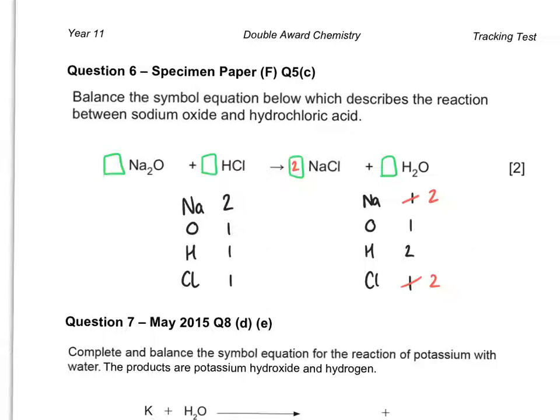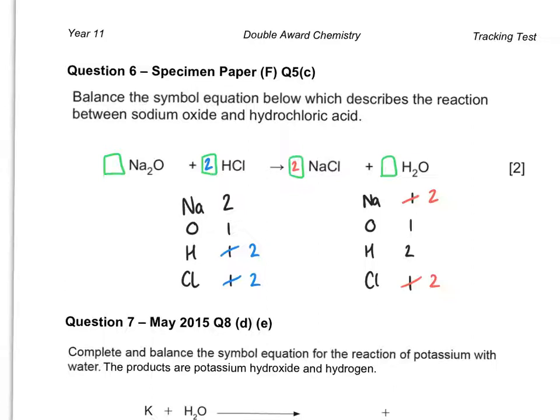So I need 2 hydrogens, 2 chlorines on the left hand side. Well, how I get that is I'm going to put a 2 in front of my HCl. I've affected my hydrogens, my chlorines. I now have 2 times 1 hydrogen, which is 2, and 2 times 1 chlorine, which is also 2. And you can see my lists match, and so the equation is balanced.